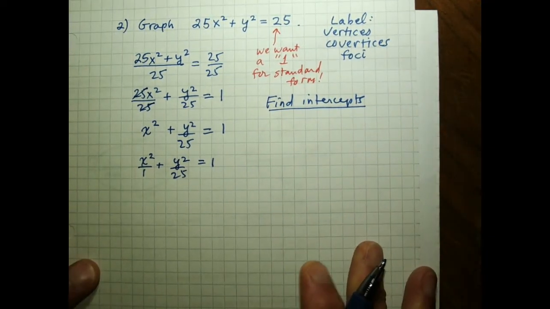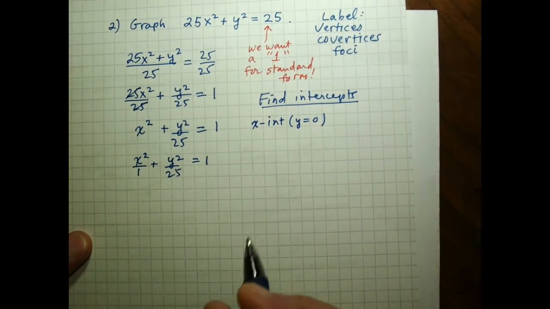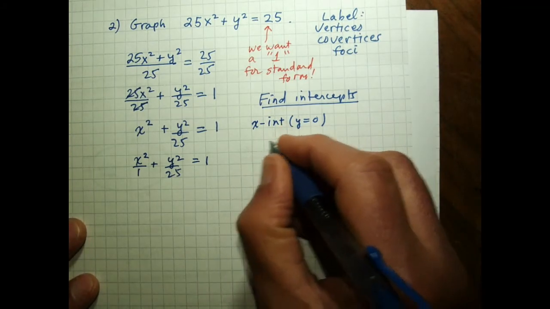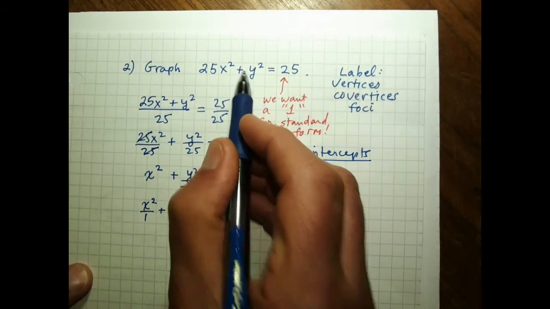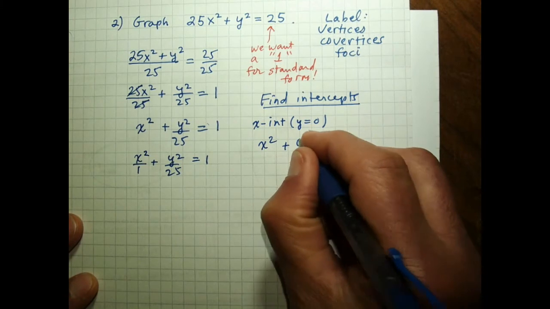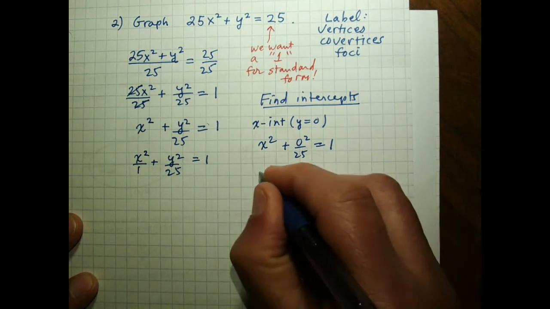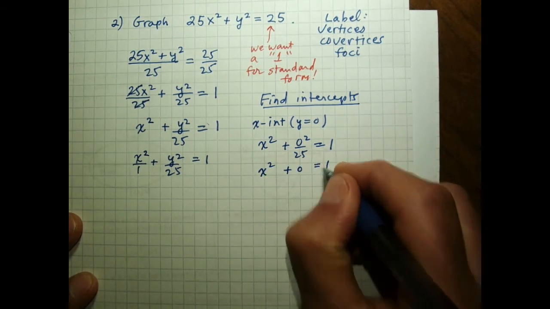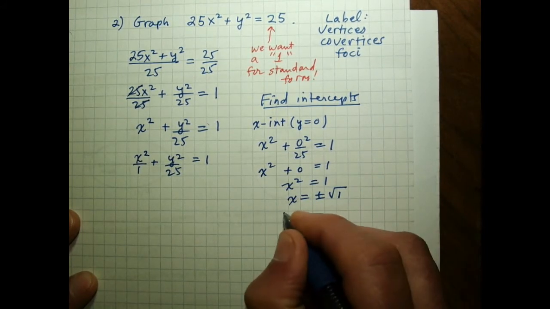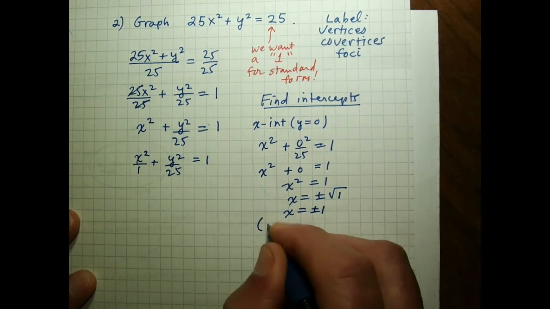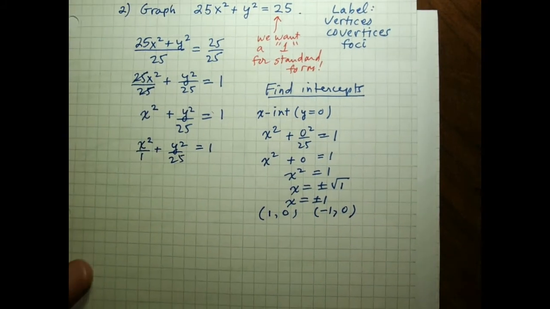And let's see, x-intercept, set y equal to 0. And if I set y equal to 0 in this equation, it doesn't matter whether I use this form, or the original form for that matter. X squared plus 0 squared over 25 equals 1. So x squared plus 0 equals 1. X squared is 1. X is going to be plus or minus the square root of 1. So x is plus or minus 1. I get 1, 0. Negative 1, 0 are my x-intercepts.